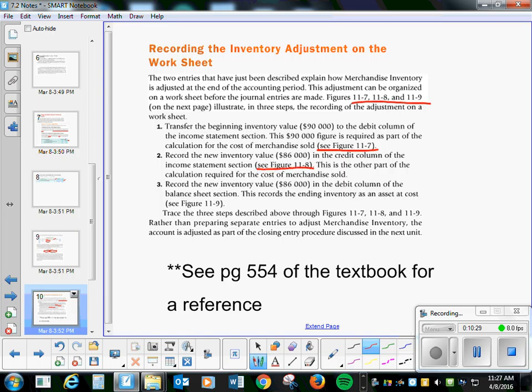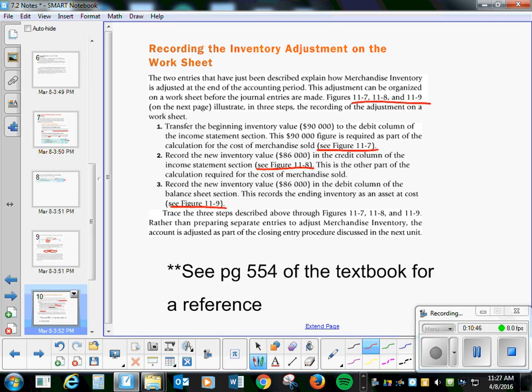This is the other part of the calculation required for the cost of merchandise sold. Record the new inventory value, $86,000, in the debit column of the balance sheet, because now that's what our asset is and it has to go into the balance sheet. And if you look at figure 11.9, you can see it there.